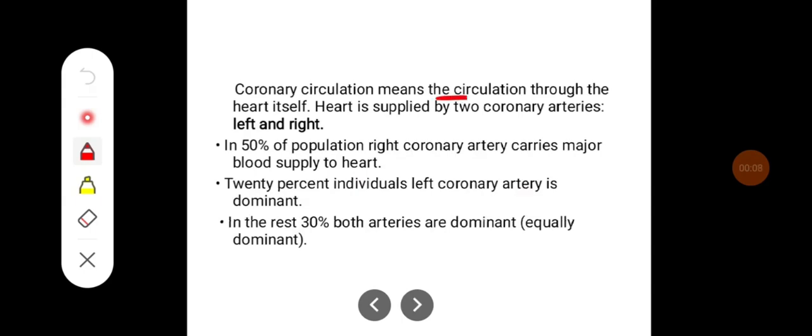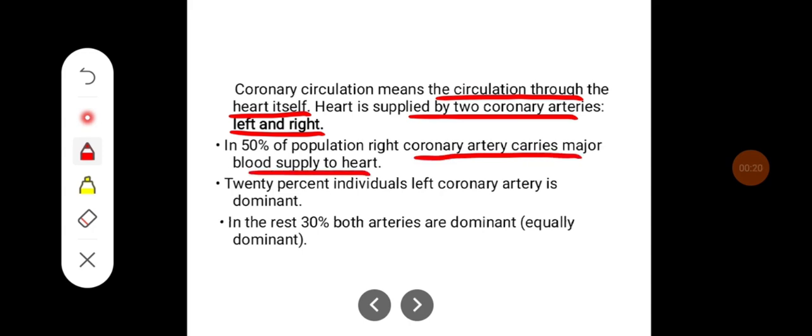Coronary circulation means circulation through the heart itself. The heart is supplied by two coronaries, that is left and right. In 50% of the population, the right coronary artery carries the major blood supply to the heart, whereas in 20% of individuals the left coronary artery is dominant. In the remaining 30%, both arteries are equally dominant.